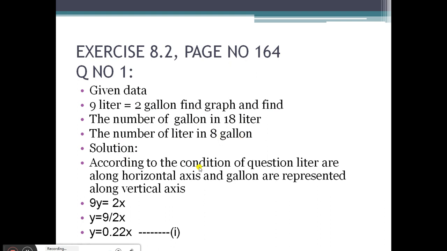Solution: according to the condition of the question, liters are represented along the horizontal axis and gallons are represented along the vertical axis. So the required equation is 9y = 2x. Dividing both sides by 9, y = 2/9 x, and y = 0.22x. So this is our required equation.